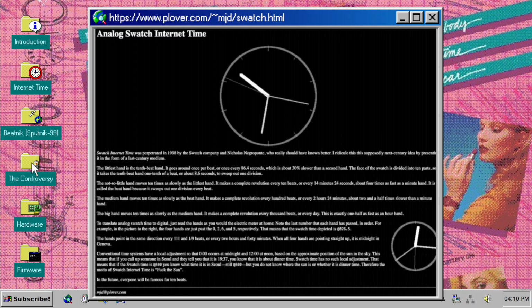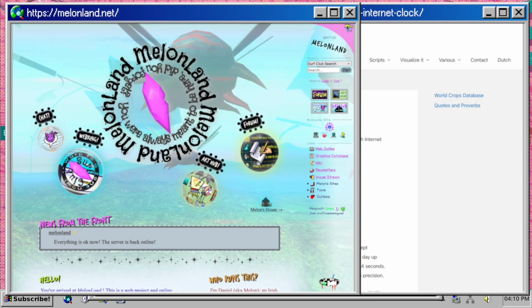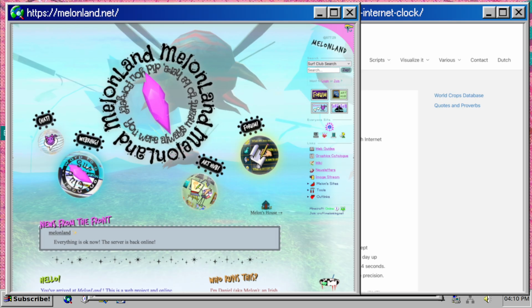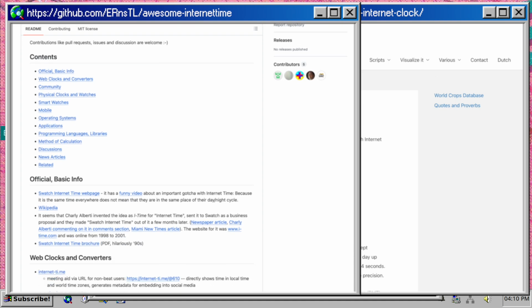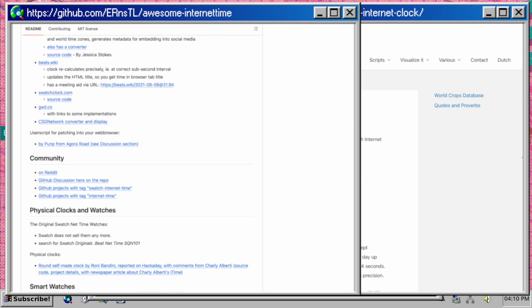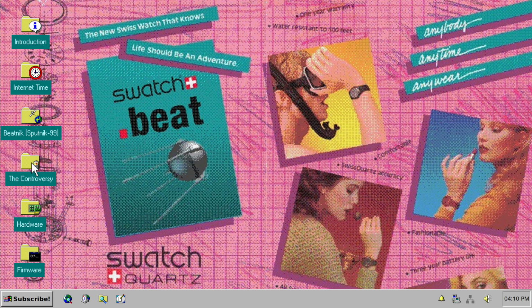And yet, Internet Time is making a comeback 28 years later. You will find it on personal and indie websites, stripped of its commercial roots. There is a growing collection of links and open source tools on GitHub that you can use to implement Internet Time on your own projects, like I did. Now let's get into how I built the physical desk clock.